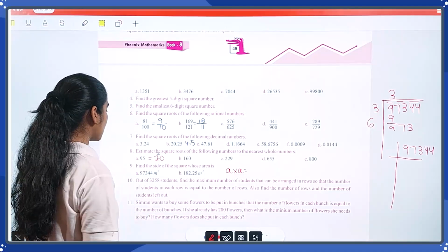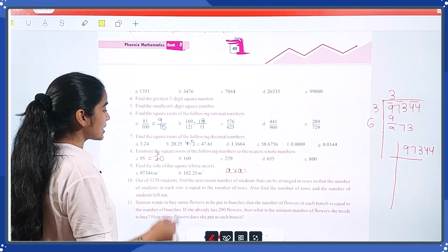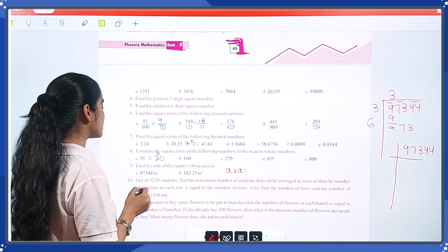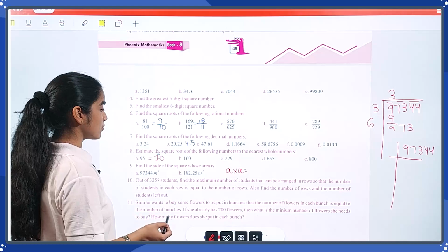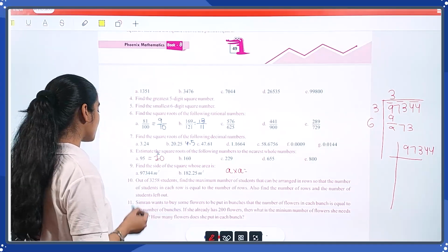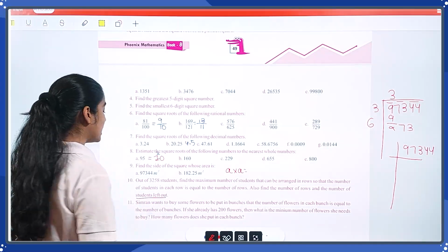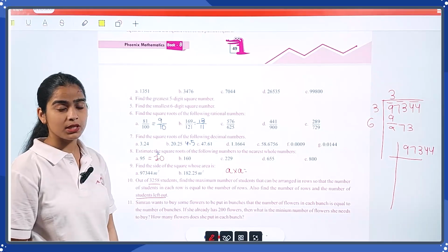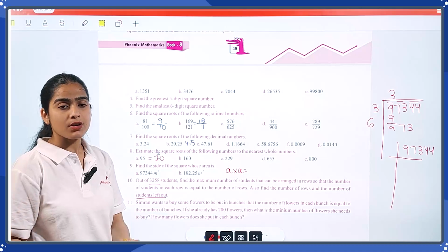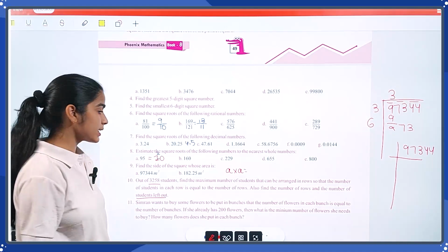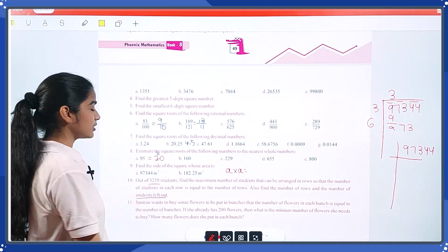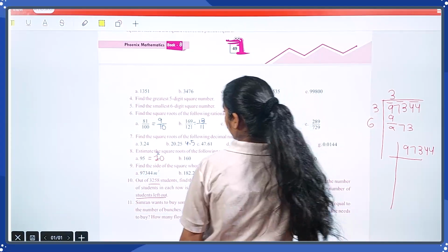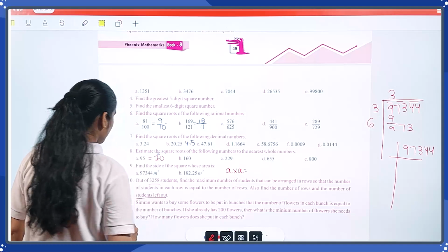Now, out of 3,258 students, find the maximum number of students that can be arranged in rows so that the number of students in each row is equal to the number of rows. Also find the number of rows and the number of students left out. It means that while you use the long division method for 3,258, you will have a remainder which is greater than 0, and that is the number left out.